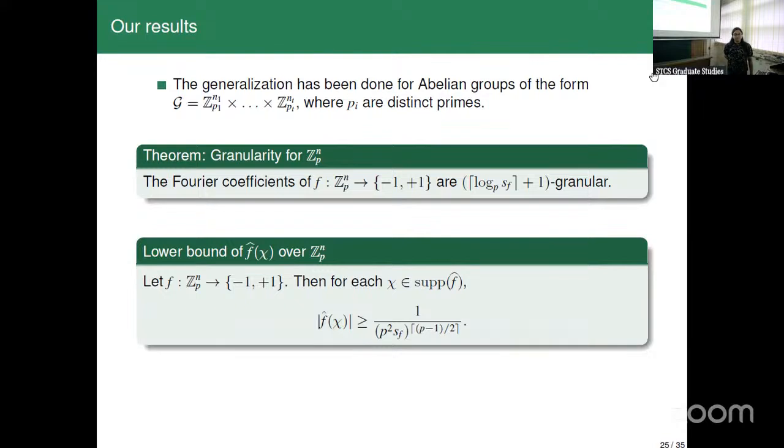For non-zero Fourier coefficients in the case of Z_2^n, the lower bound was 1 by sparsity, but in this case it is something like this. So now it rules out minus 1, but it does not rule out 0.